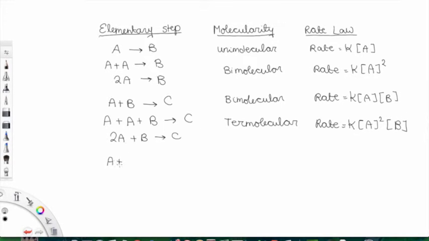Final example, if you have A plus B plus C going to D, then again this is also termolecular, and the rate is going to be dependent on each individual concentration. So A, B, and C, each individual order is 1, and the sum is going to be 3. And so the probability of 3 molecules colliding simultaneously is very unlikely, so that's why termolecular reactions are much less common. And that's why, for the most part, we focus on the unimolecular and bimolecular reactions.